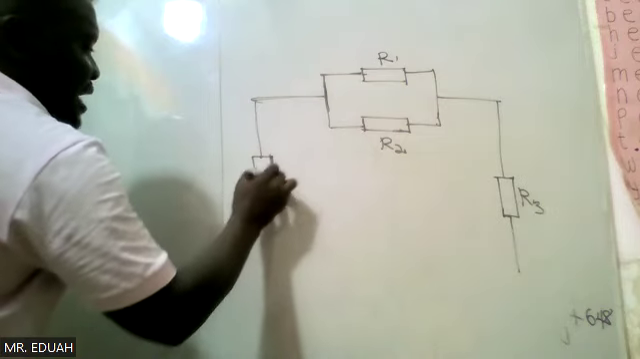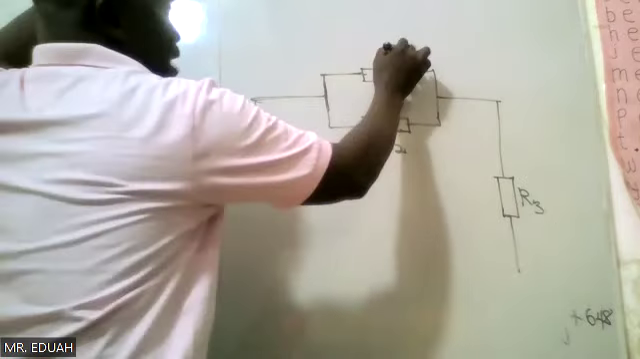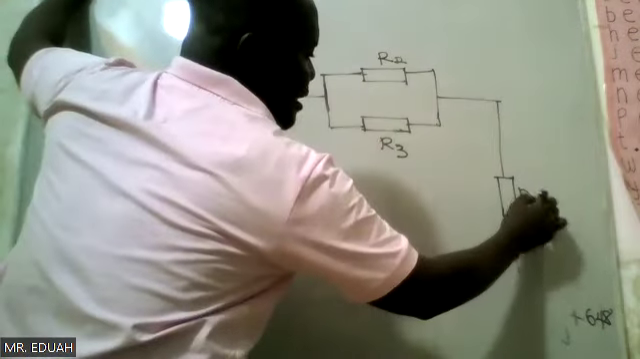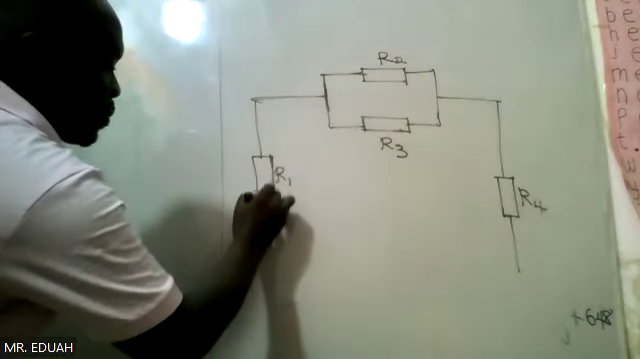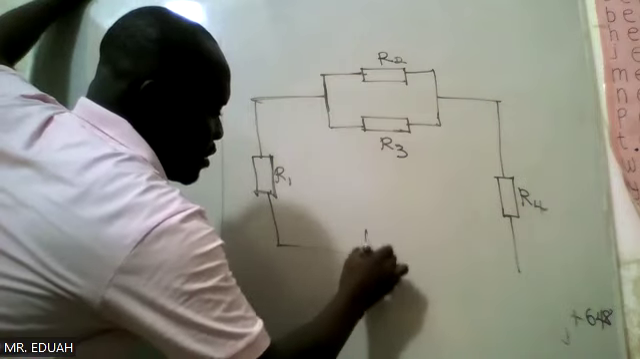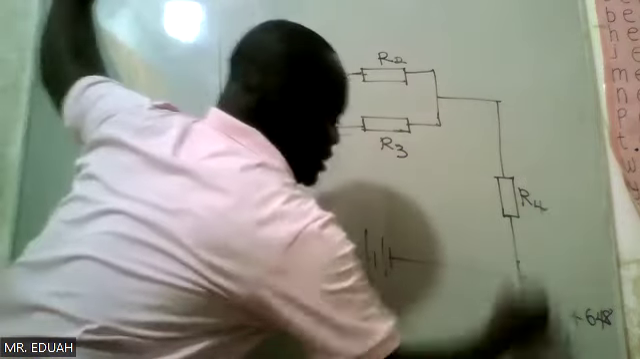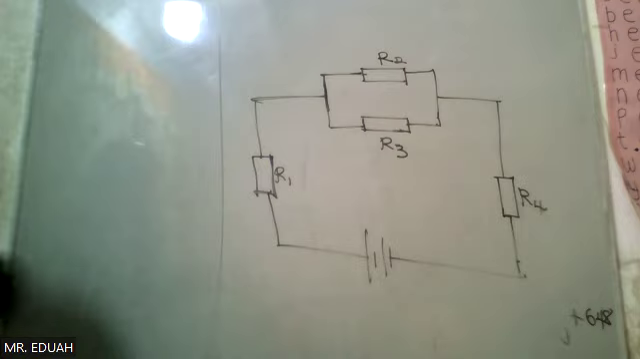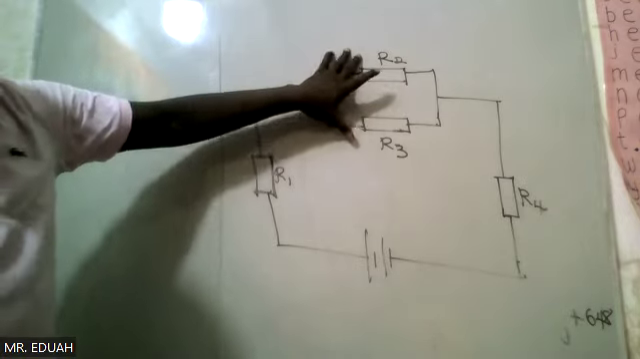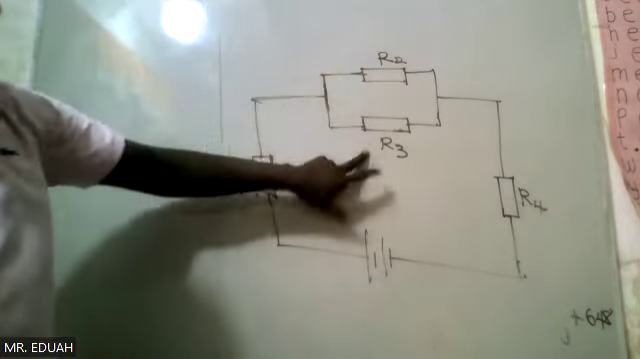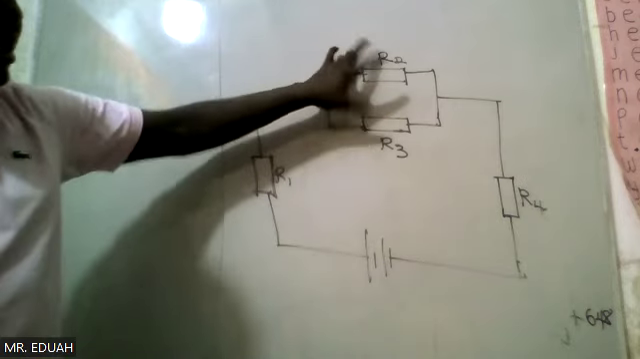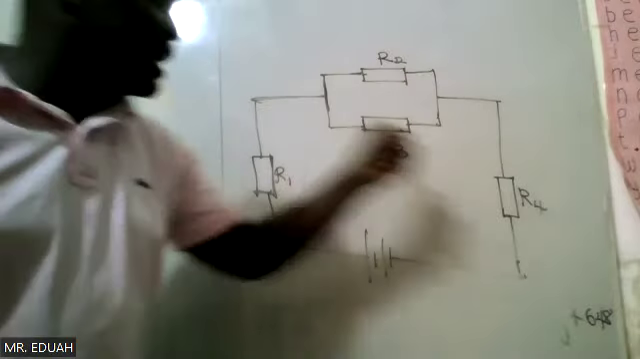Okay, let me label these as R1, R2, R3, R4, connected to a source voltage. This is an example of a combined circuit. Why combined? We have a parallel arrangement. R2 and R3 are in parallel. This parallel circuit is in series with R1 and R4.